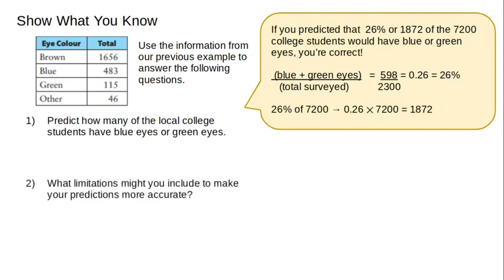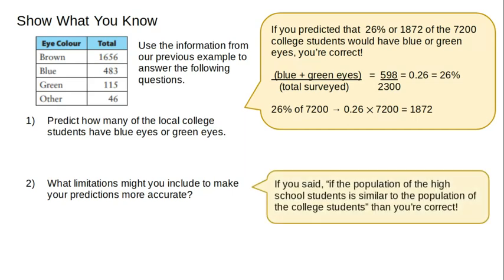Number 2, what limitations might you include to make your predictions more accurate? If you said if the population of the high school students is similar to the population of the college students, then you're correct.